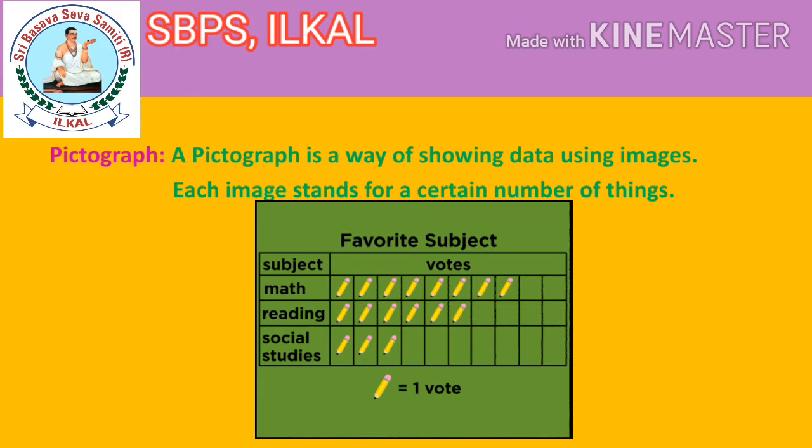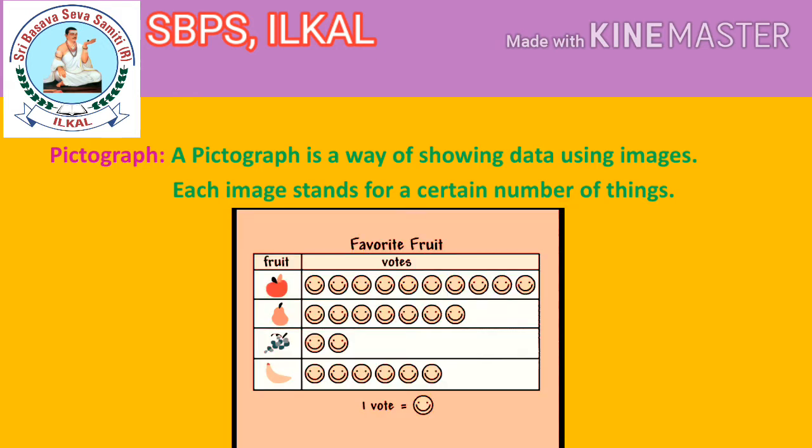Let us consider another example. Favorite fruit. Here apple, mango, grapes and banana, totally 4 fruits. As I said earlier, children, scale is very important. Here 1 smiley is equal to 1 vote. Then 10 students like apple, 7 students like mango, 2 students like grapes and 6 students like banana. It is clearly visible and you can understand so neatly.